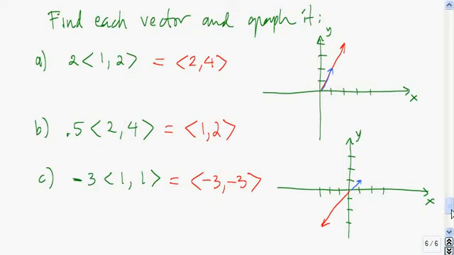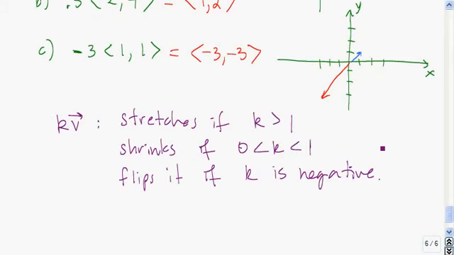Okay, so if we multiply a vector by a number bigger than 1, it stretches it. If we multiply it by a number between 0 and 1, it shrinks it. If we multiply by a negative number, it puts it in the opposite direction, and it either shrinks or stretches based on the magnitude. Okay, so this summarizes that little discussion.